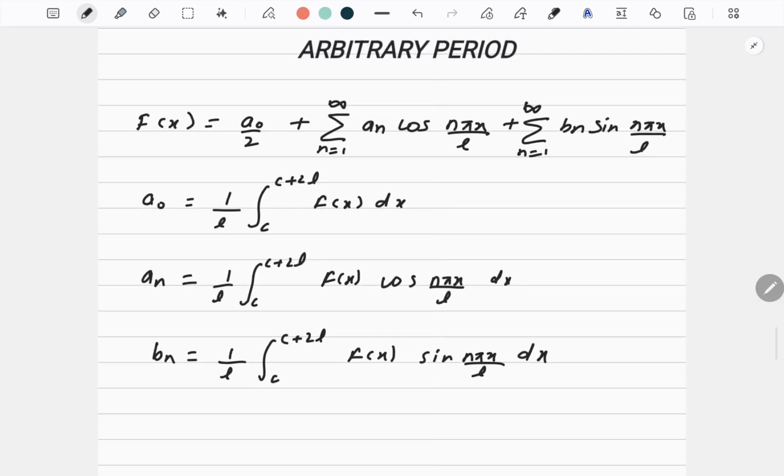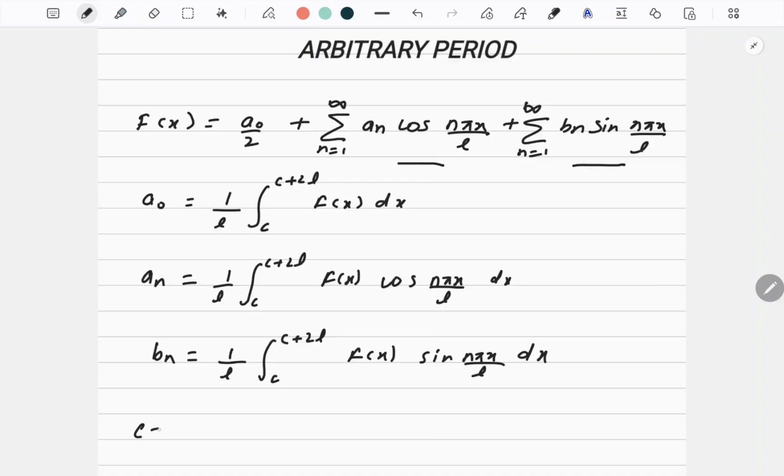So now I have the formula of Fourier series as f(x) is equal to a0 by 2 plus summation an cos n pi x upon L plus summation bn sin n pi x upon L, where a0 is 1 by L integral c to c plus 2L f(x) dx, and an and bn are almost the same, but in place of nx we now have n pi x upon L, and the limits are from c to c plus 2L.